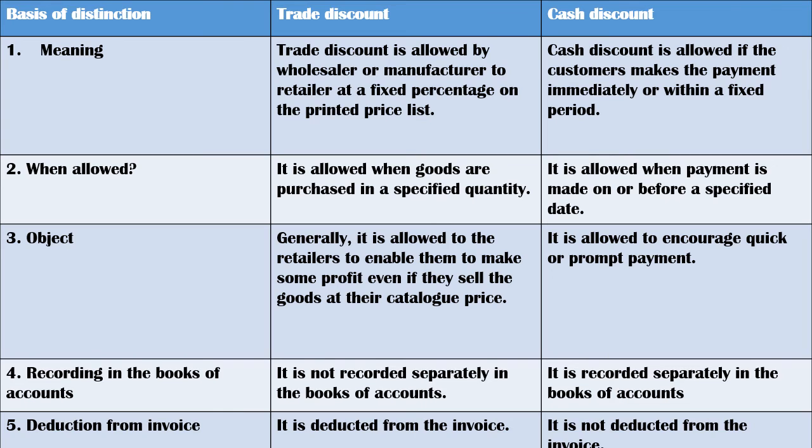The recording in the books of account for the trade discount is not done separately, but for the cash discount it is done separately. So when the traders give discount, it is discount allowed, which will be debited, and when the buyers are receiving discount, it will be discount received, which will be on the credit. The trade discount is directly deducted from the invoice, from the cash memo. The cash discount is not deducted from the invoice, but it is on the cash payment.